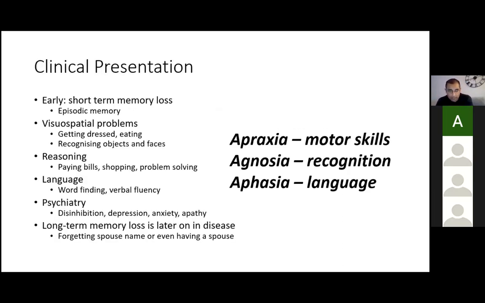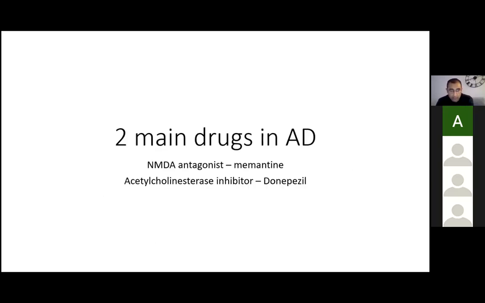So clinical presentation. Early you get episodic memory loss, so short-term memory loss, and then later on you get the more long-term memory loss, and then visuospatial problems, recognizing objects, faces, reasoning, so paying bills, shopping, problem solving, language problems, so word finding, verbal fluency. You can get psychiatric problems, and then later on they get the long-term memory loss. So I remember it as Alzheimer's is the A's: apraxia, so problems with motor skills, agnosia, so recognizing things, and aphasia, so the language.